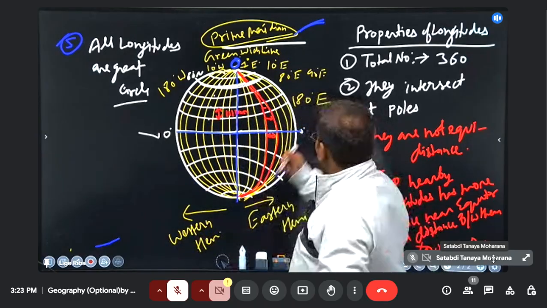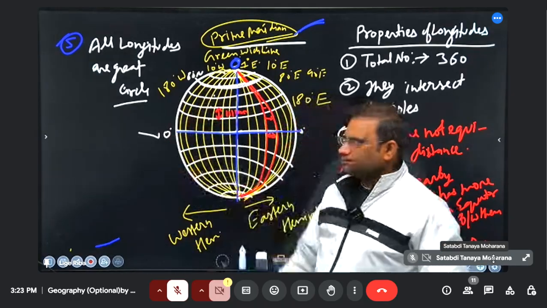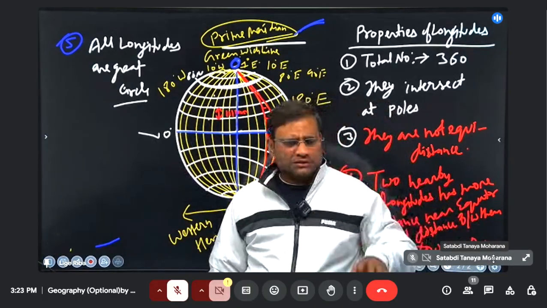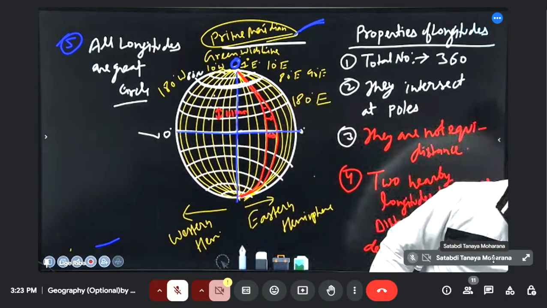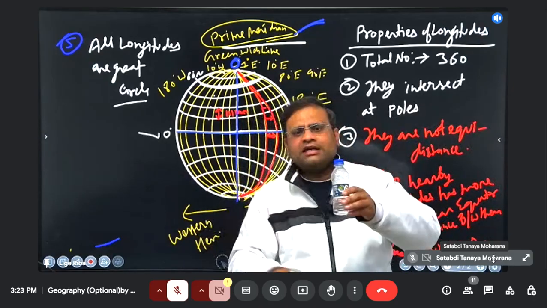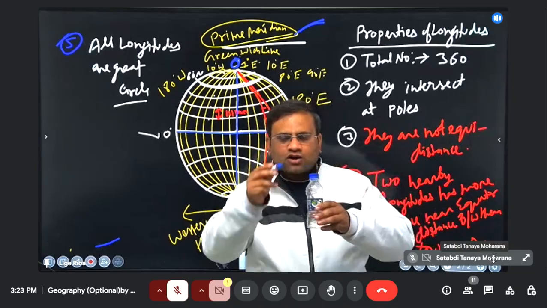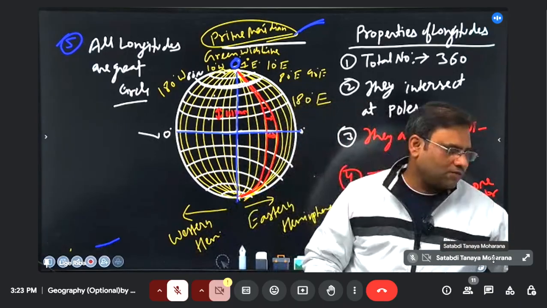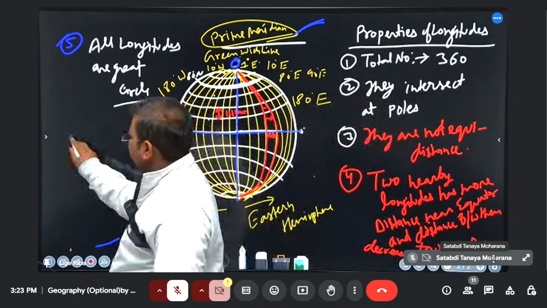But what do you think about longitude? The yellow lines are of the same length. Like this is Earth. If you draw a circle here, here, here, anywhere, they are of the same length. True. So let's write the sixth point.